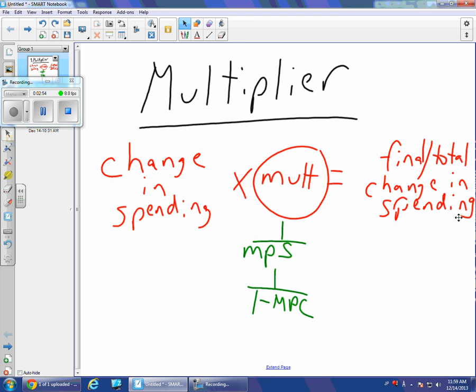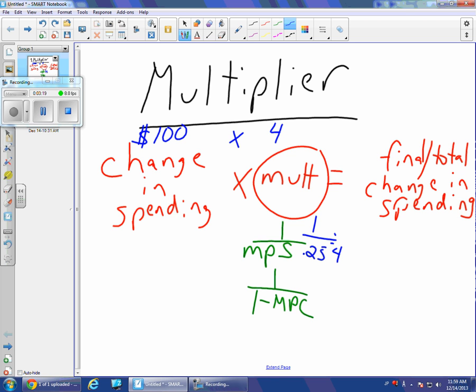So going back to my example from before, I had spent originally $100. And for simplicity's sake, let's say that the marginal propensity to save in this case is 0.25. 1 over 0.25 is 4. So my original $100 in spending would be multiplied by 4 to give us a final or total change in spending of $400. So my original purchase would actually do 4 times as much purchasing before it was all said and done.